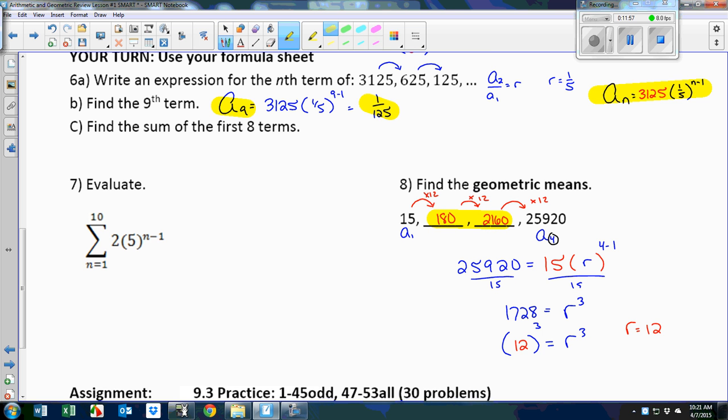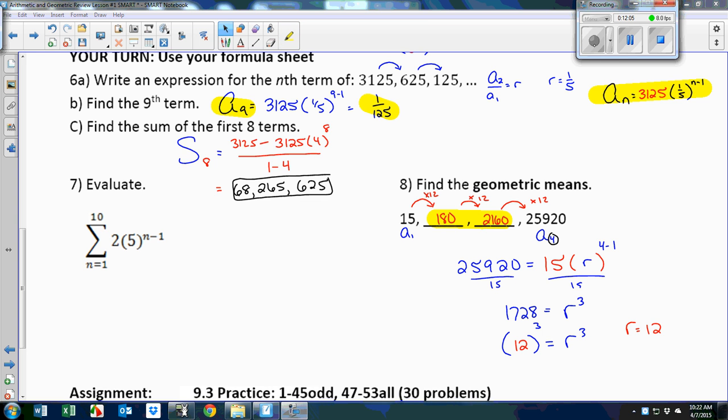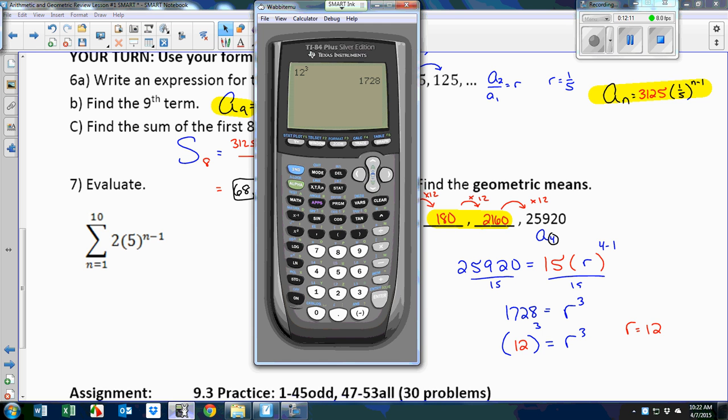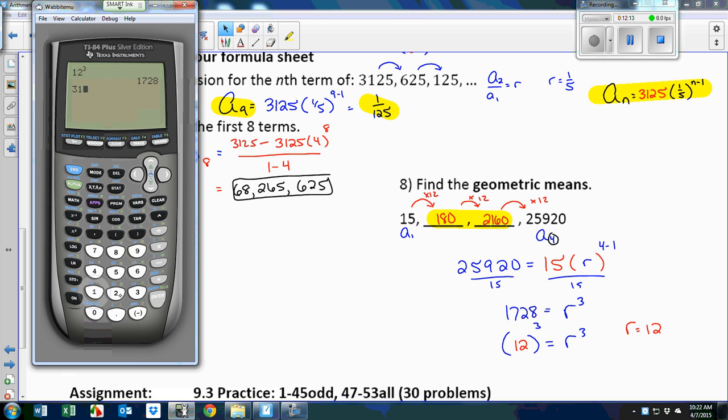So again, I'll pause the video now and work on 6C and 7 because those are sum formulas. As you can see, the work for 6C is on the board. Be careful typing it in the calculator. When you type 3125 minus 3125 times 4 to the 8th, make sure you hit enter there. And then divided by, mental math, 1 minus 4 is negative 3. And then you'll get that correct answer.